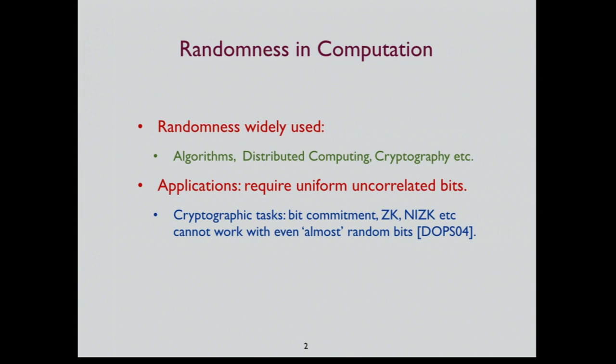There are some lower bounds that if you want to do certain cryptographic tasks like bit commitment or zero knowledge, even if the bits are seemingly not that far from uniform, you can't do it. And of course, for randomized algorithms, typically the analysis assumes perfect randomness.